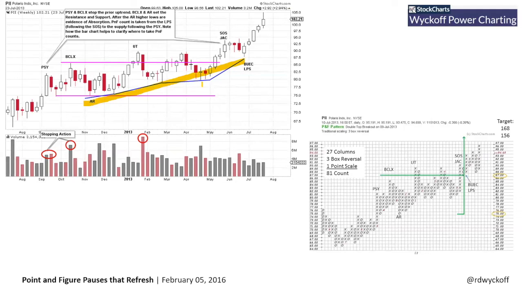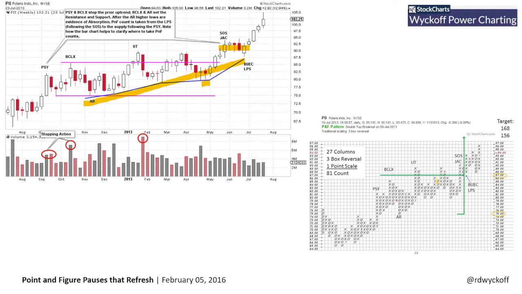This is a last point of support right there, jumps up and out for a backup and another last point of support. Either of these areas could be bought. And so we can see here, especially here, that there's very little give back in the backing up area, that just goes sideways and then it turns up into a new uptrend.